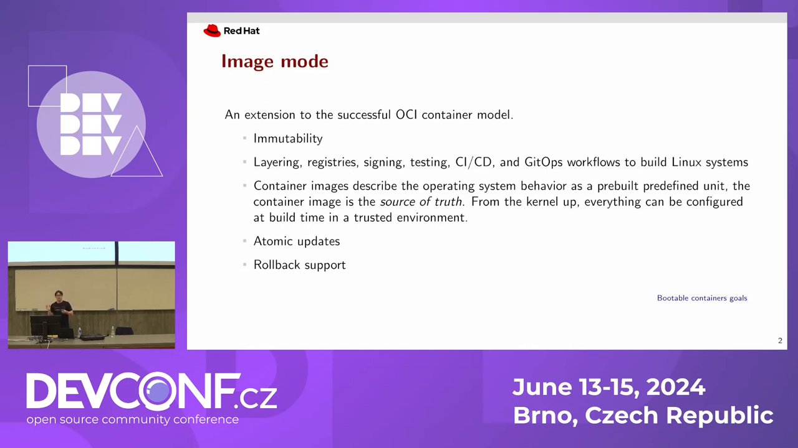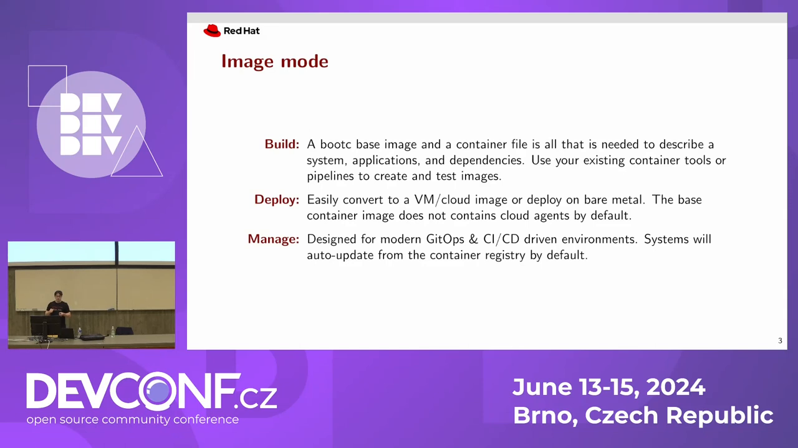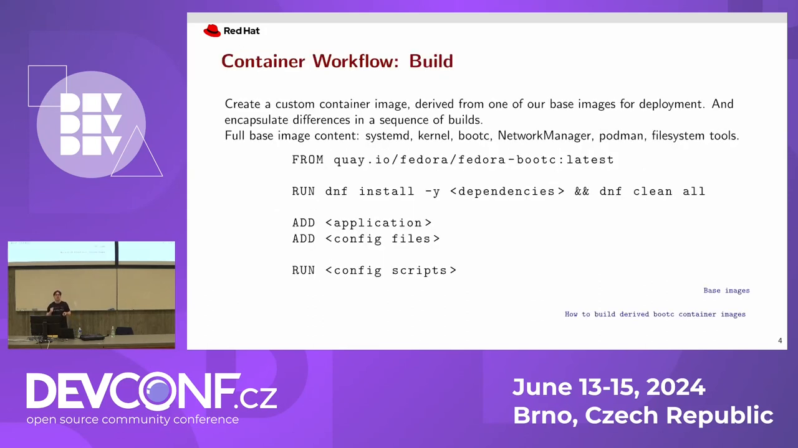So now the container image is the source of truth of your operating system. We also get atomic updates and rollback support. So that's basically the idea. You build your base image using a container file. You deploy that container in VMs or on bare metal, and then you manage that system using your CI environment and the bootc command that is inside. So basically, that will be the new way to create a new OS.